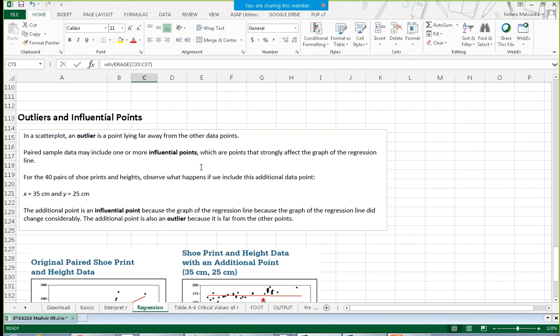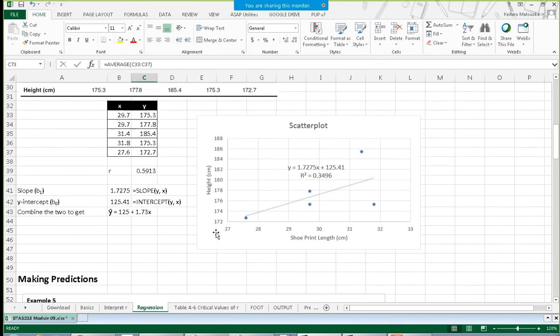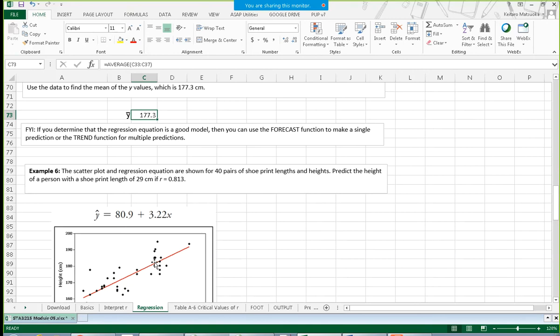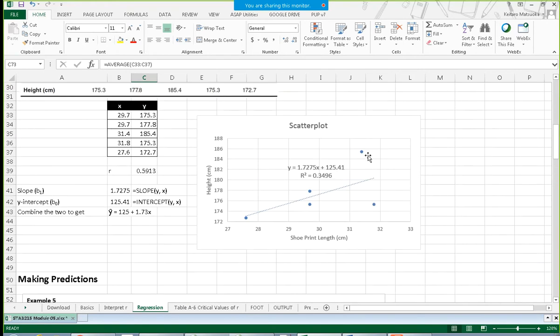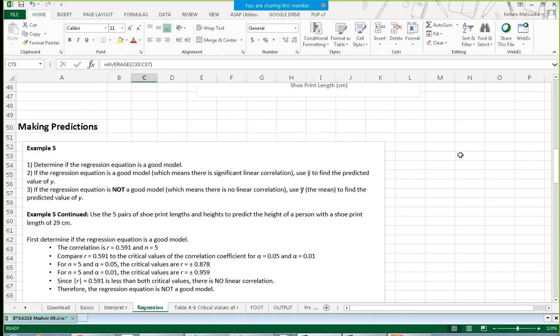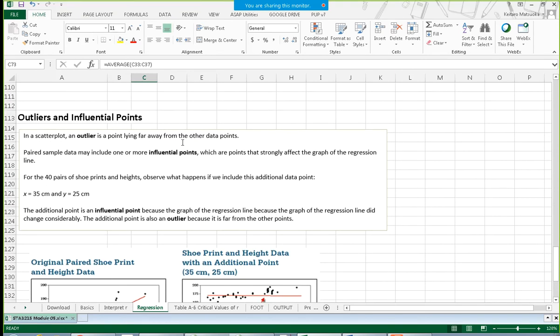Let's look at the outliers and influential points. Okay. Most of the time, the data points are within close proximity of each other. But sometimes it's not, like for example, here. This is considered to be an outlier because they're not close to this trend line. So how do we accommodate that? Here is the definition, outlier and influential points.